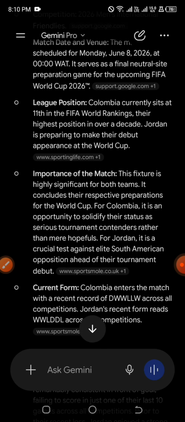Now, the importance of this match is that this fixture is highly significant for both teams. It concludes their respective preparation for the World Cup. For Colombia, it is an opportunity to solidify their status as serious tournament contenders rather than mere hopefuls. For Jordan, it is a crucial test against elite South American opposition ahead of their tournament debut.